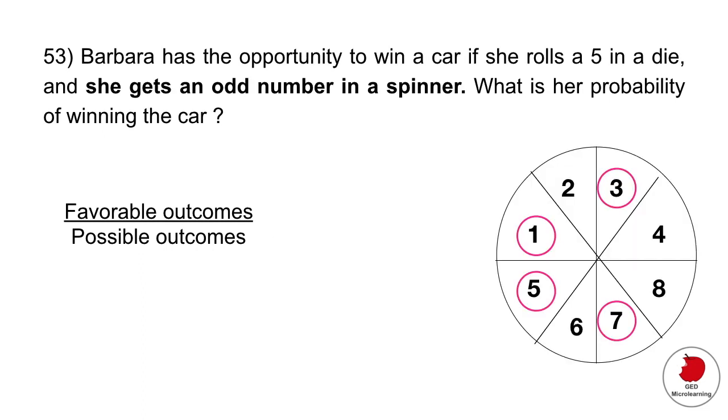And then in the second part, she also has to get an odd number when she uses the spinner. So if we look at the spinner, you can see that there are 8 numbers, and 4 of them are odd. Okay, so 4 divided by 8 is equal to 1/2.